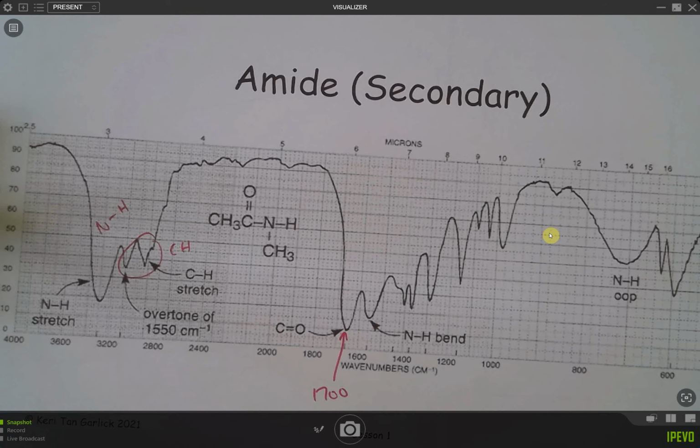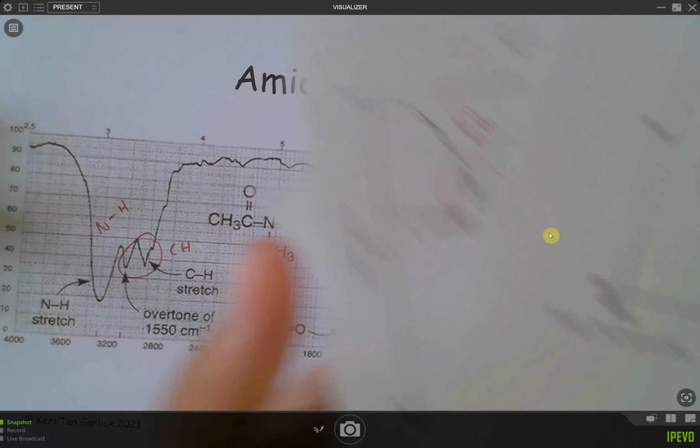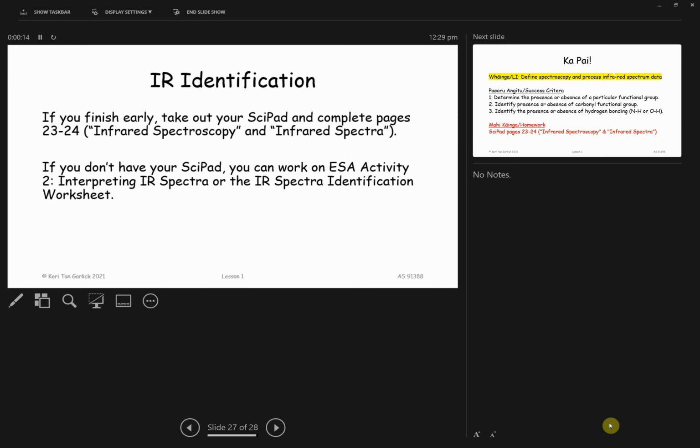Are you gonna give us examples? Yeah. So you are going to do lots and lots of practice to see them. Let me zoom down. I don't know if I've posted today's lesson. The SciPad has a lot of pages in there about IR identification. I put 23 and 24 down, but I think there's up to 28 for the IR spectra. You can skip 23 if you want, because it's just about how the machine works, and we are never going to ask you a question like that on the assessment. We want to see application.